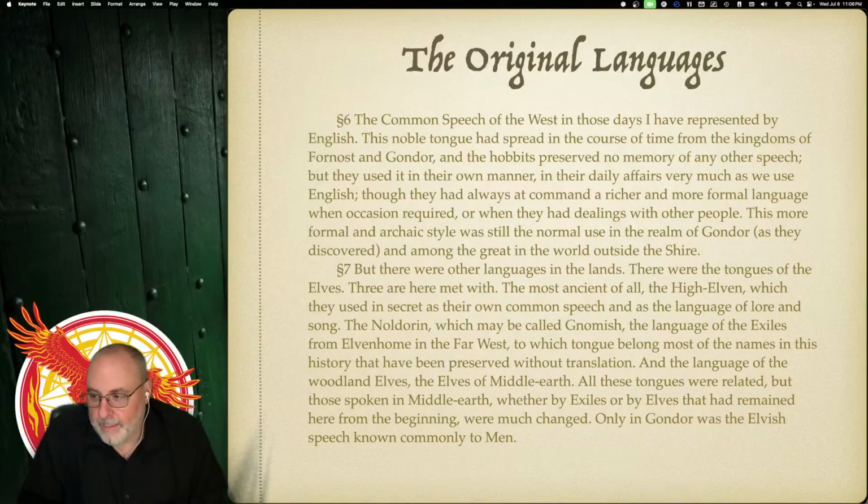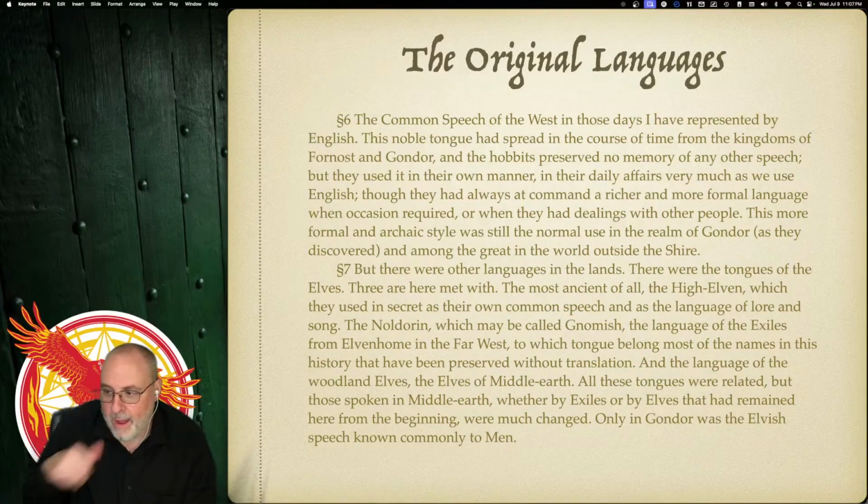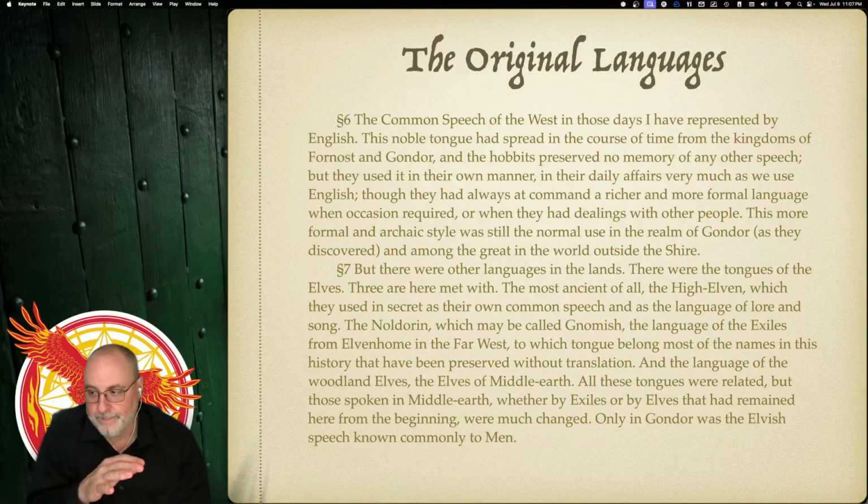Okay, so, first of all, note that he's making essentially another parallel with English, right? Because it is possible for us in modern English, us modern English speakers, to modulate, right? And use more archaic speech.